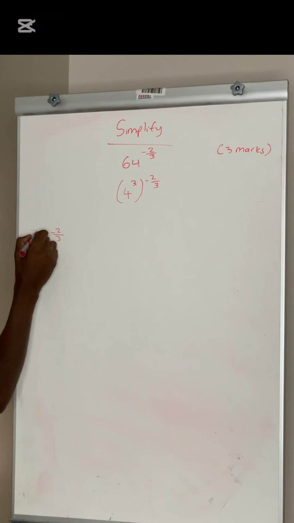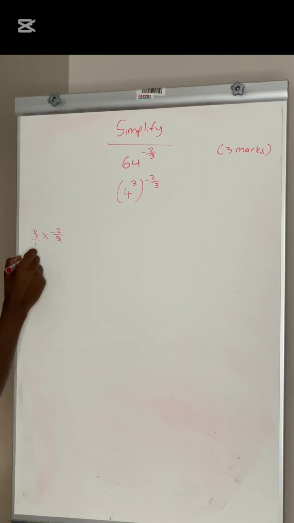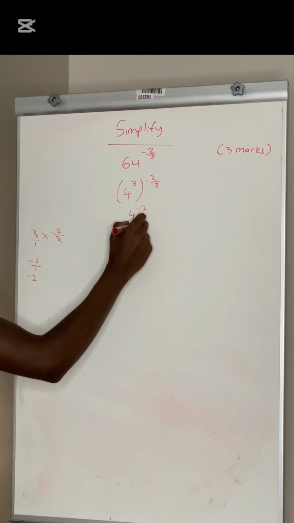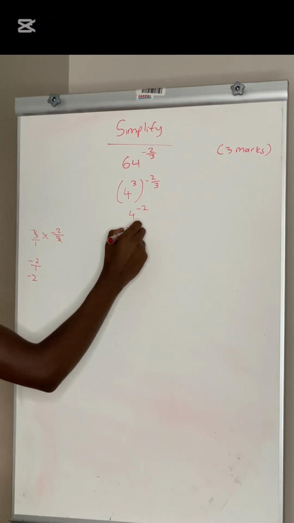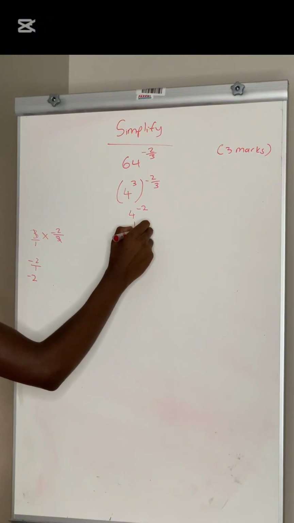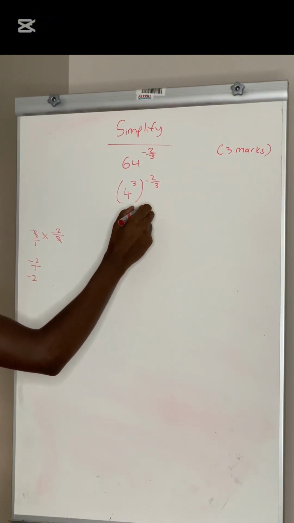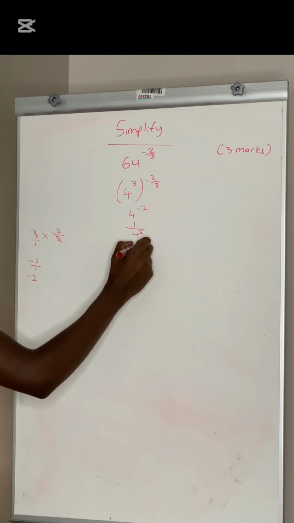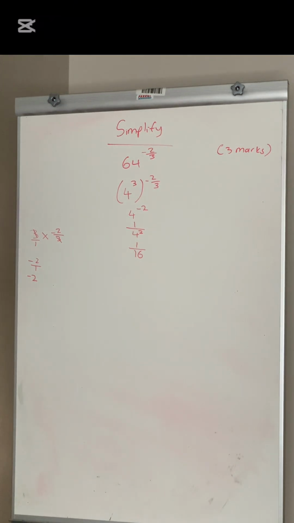This 3 is on the numerator, this one is on the denominator, so they're going to cancel each other out. We're going to be left with negative 2 over 1, which is negative 2. So it's going to be 4 exponent negative 2, and then finally you can say 1 over 4 exponent 2, because if it's in the numerator as a negative, in the denominator it's going to be positive, and then you can further simplify to 1 over 16.